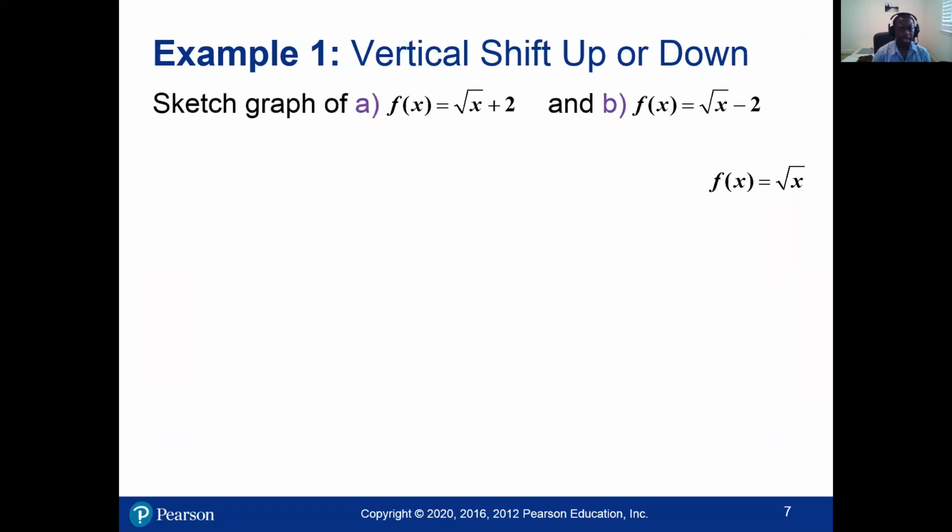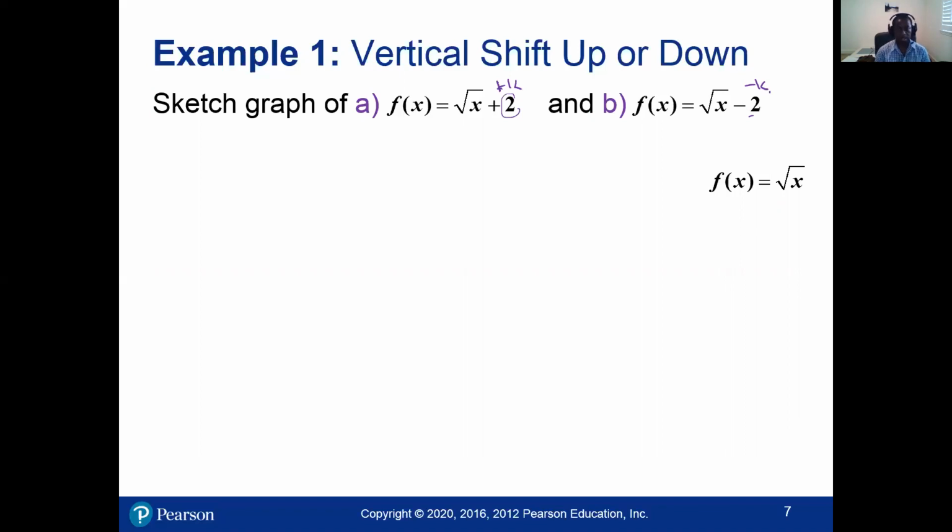Now, let's look at this example. It says sketch the graph of a, f of x equals the square root of x plus 2. Now notice that this 2 is not under the radical sign, so it's like plus k. In this case, my k was 2. And then in the b part, my k is minus 2, so we have minus k. All right. So then let us look at the graph for that. We need to identify the basic function.